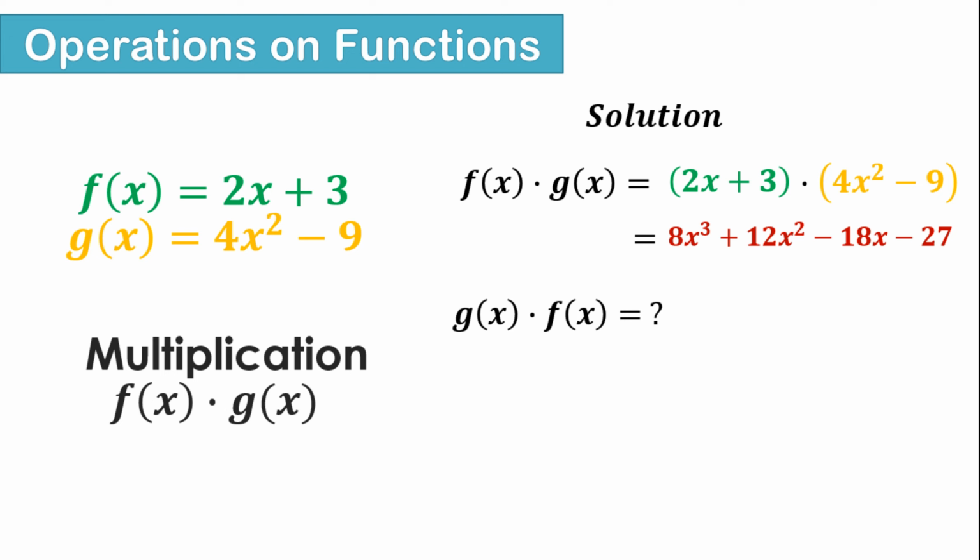Same question. What if we multiply g to f instead, not f to g? Remember, 2 times 3 is 6. 3 times 2 is also 6. So there is such a thing as the commutative property of multiplication. It's the same thing. If you multiply f times g, it's the same as g times f.